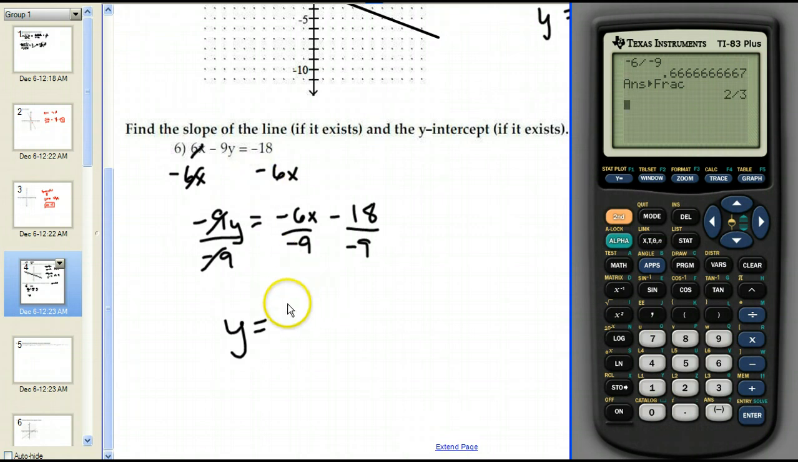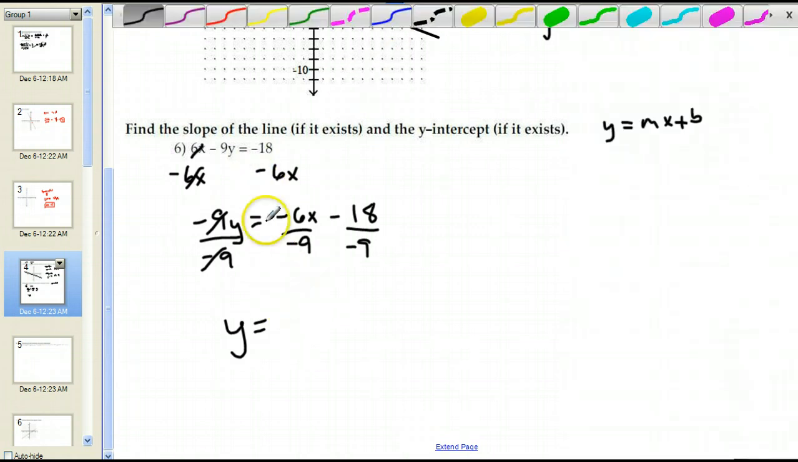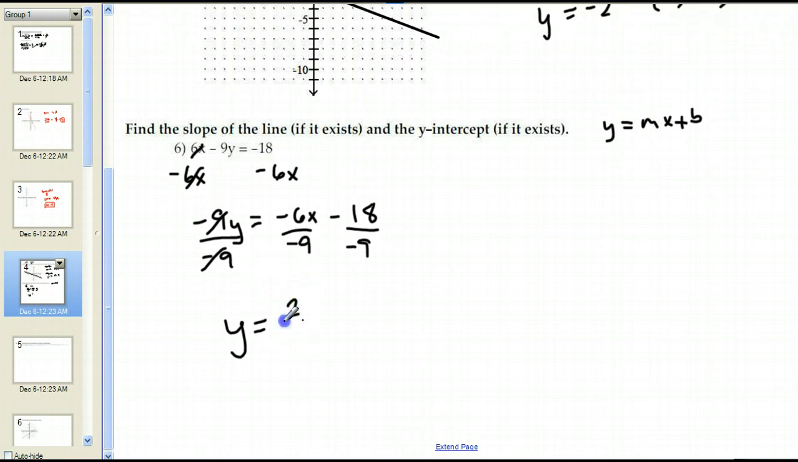Okay, so that's going to be 2/3 x, and you should get yourself to the point where you don't need to rely on a calculator to reduce something like that. There's 2 negative 3's in negative 6, there's 3 negative 3's in negative 9, so that reduces to a positive 2/3. And again, a negative divided by a negative is a positive. 18 divided by 9 is 2.